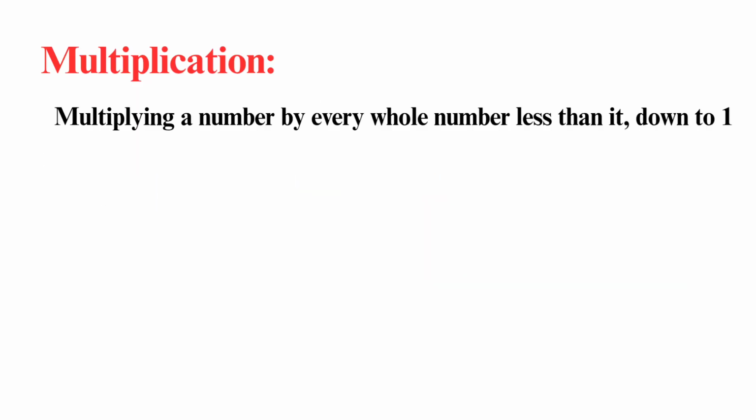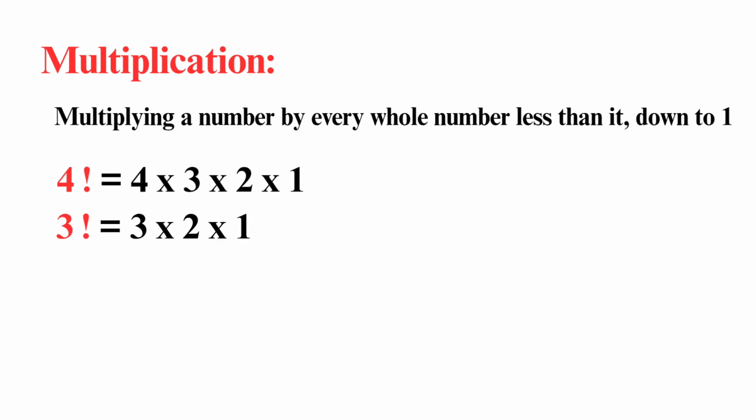Factorial means multiplying a number by every whole number less than it down to 1. How do we write any factorial? We can write 4 factorial as 4 times 3 times 2 times 1. Now, 3 factorial is 3 times 2 times 1. 2 factorial equals 2 times 1, and 1 factorial equals 1.